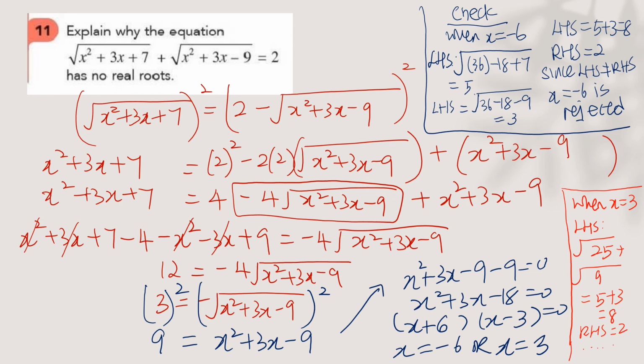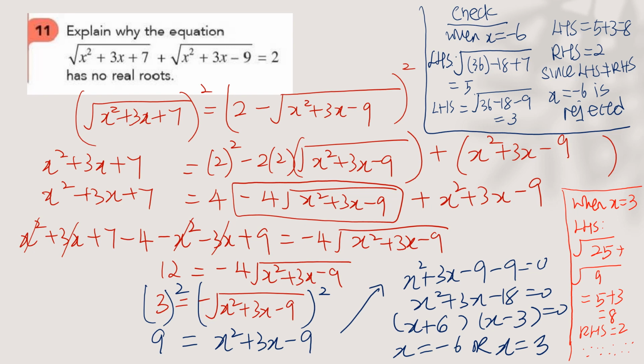Okay, you can conclude it on your own. I have no more space there really. You can conclude that since left hand side is not equal to right hand side, because obviously 8 is not equal to 2, x equals 3 is not valid, is rejected. So both answers we found are not valid. So hence the equation has no real roots.